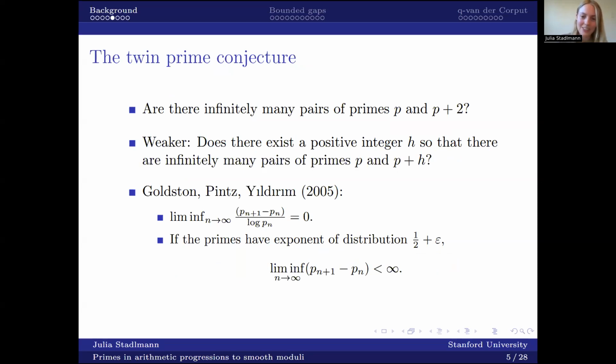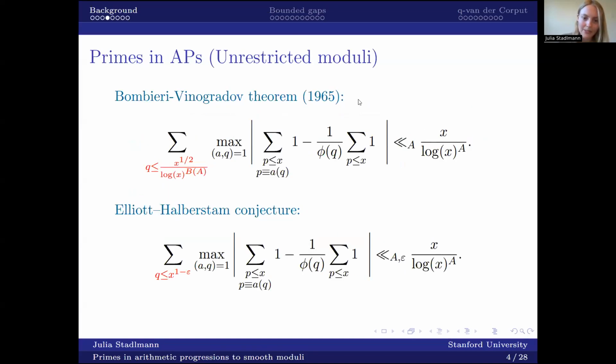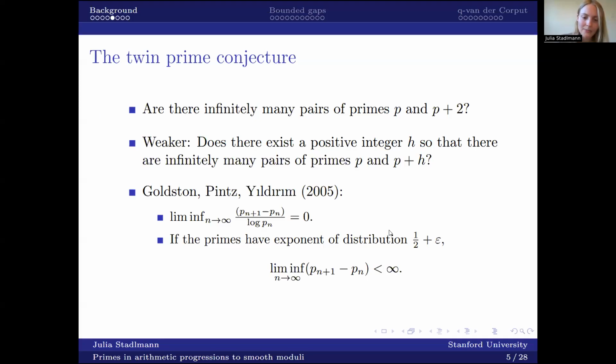So the twin prime conjecture, of course, says there's infinitely many primes p and p plus 2. But a weaker statement would be the question if there's infinitely many pairs of primes p and p plus h. And until 2003, not even that was known. But what was known is that if the primes have an exponent of distribution larger than 1/2, so if we could improve the Bombieri-Vinogradov theorem, then Goldston, Pintz, and Yildirim showed that there is some gap h between the primes that appears infinitely often.